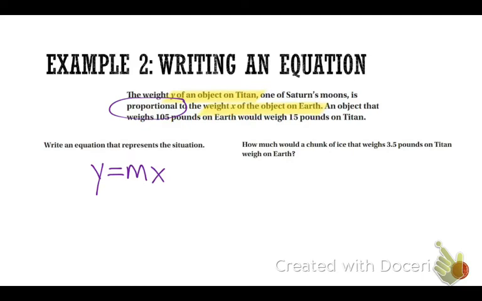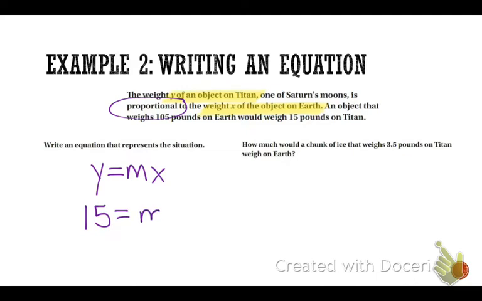This is where it's important to understand what X and Y stand for. Y stands for the object on Titan. So you have to decide which number is the value for Titan. An object that weighs 105 pounds on Earth would weigh 15 pounds on Titan. Which number would you plug in for Y? 15, because that's the weight on Titan. Do you see that? So 15 gets plugged in for Y because Y stands for the weight on Titan. Equals, I don't know m. I don't know the rate yet.